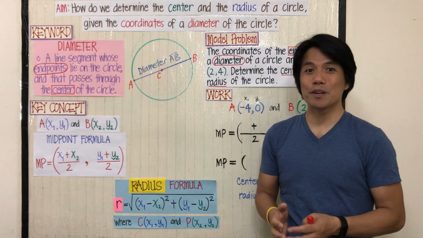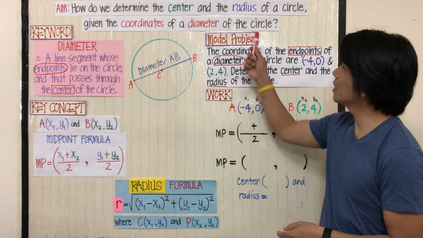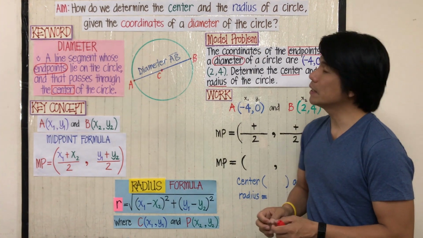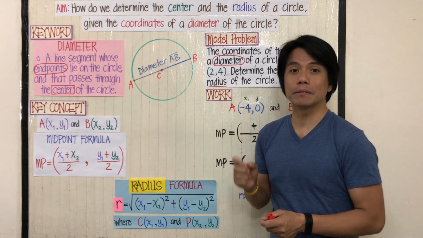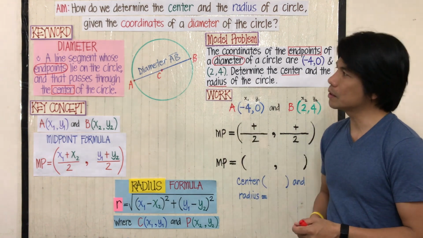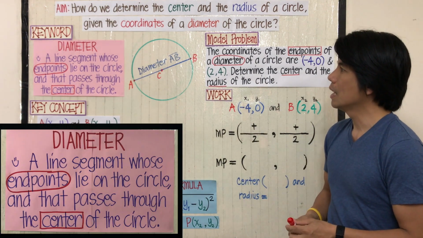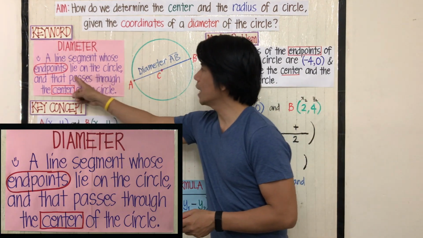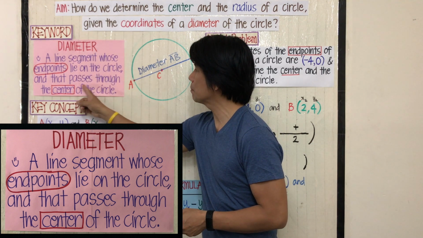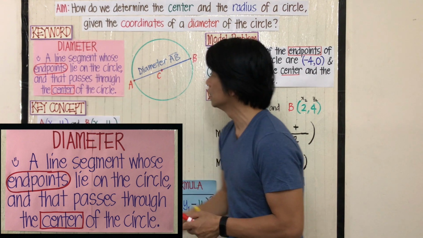Today we're going to learn how to determine the center and the radius of a circle given the coordinates of a diameter of that circle. Let's go straight to the definition of diameter. It's a line segment whose endpoints lie on the circle and that passes through the center of the circle.